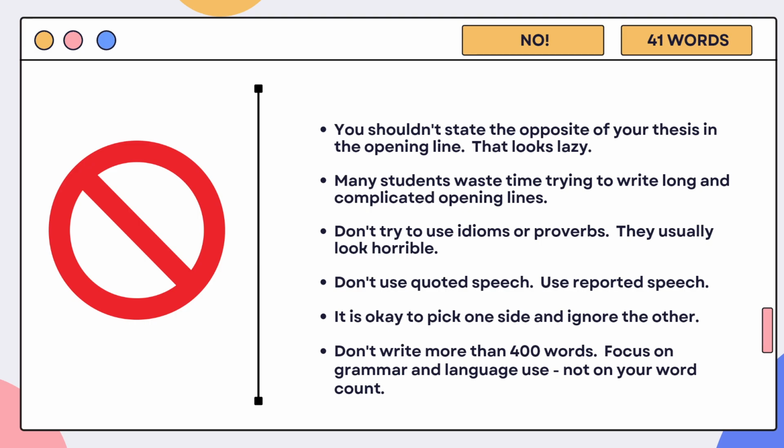Like, it's humanly impossible. So just kind of slow down, 380, 390, 400 words, and focus on grammar and language use, not on just increasing your word count. If you've got time left over at the end, use that time for proofreading, to fix mistakes. Don't use that time to shove more crap into the body paragraphs. It's not going to help.